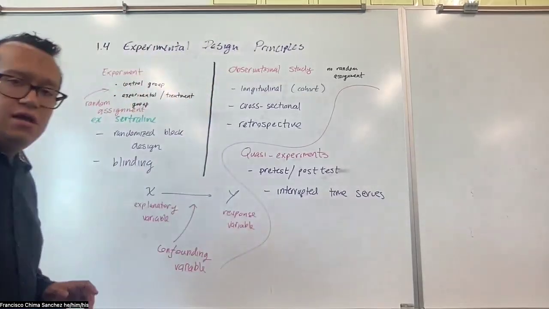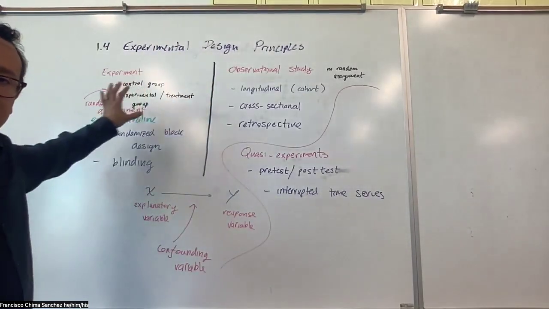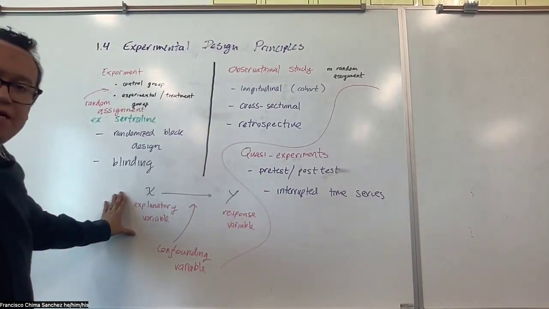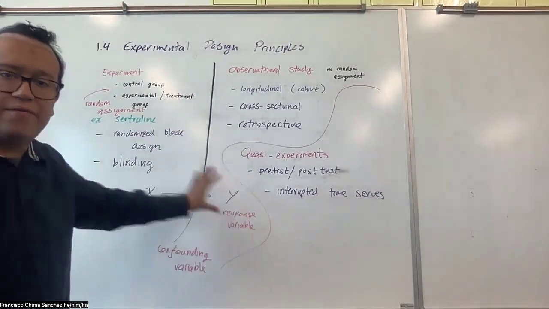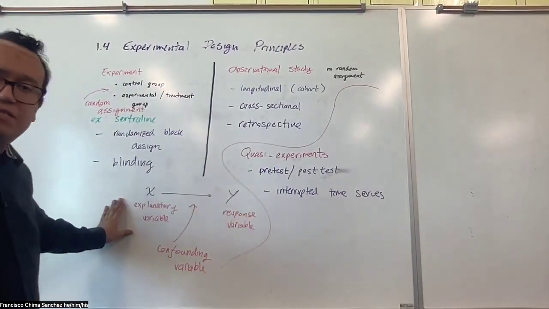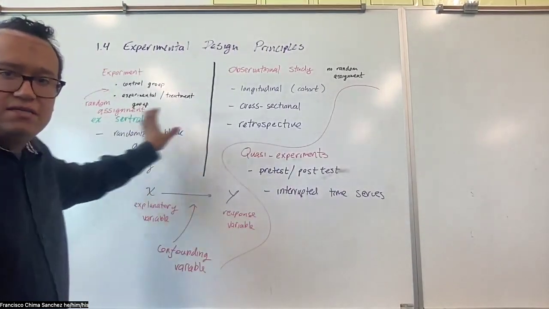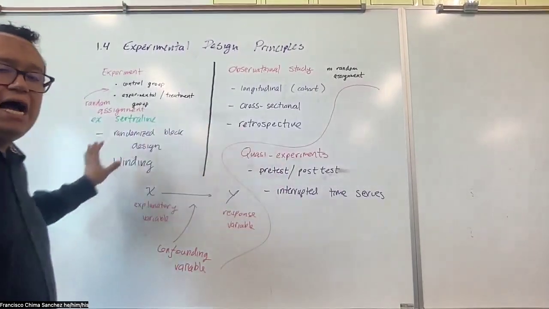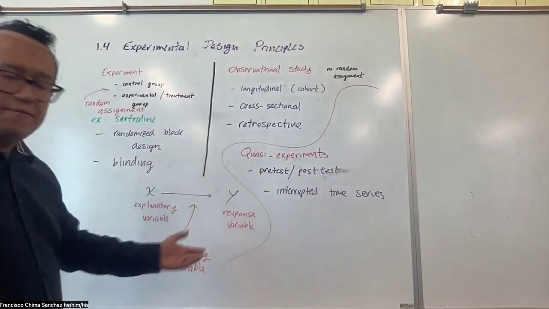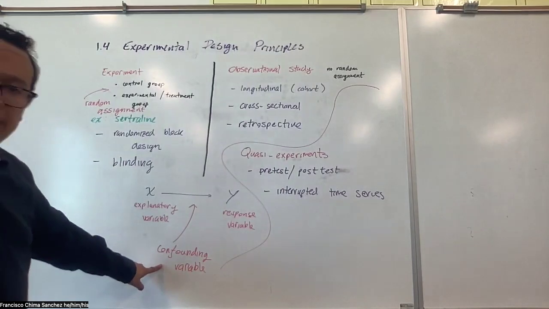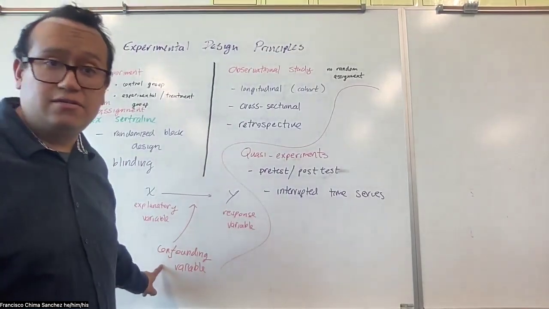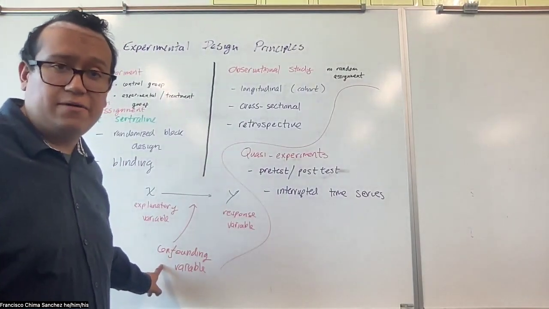So just to recap what we're doing here, right? Really fundamentally, this is our picture here. We're interested in how an explanatory variable affects a response variable. And we have a couple of different ways of thinking about how to measure that, all the while trying our best to restrict the effects of a confounding variable.